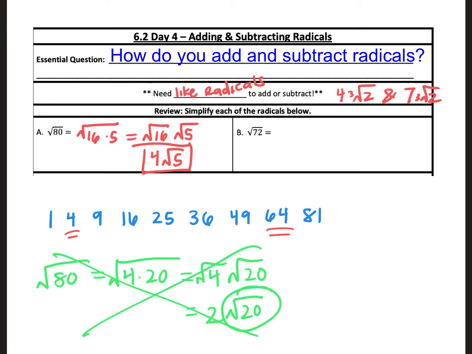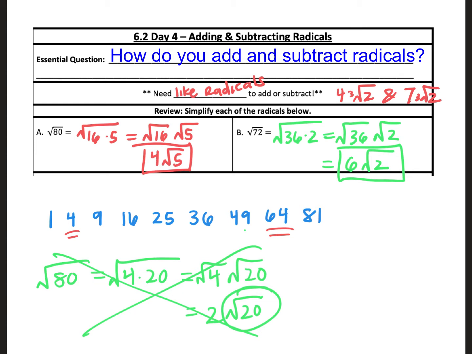For my second one, we have the square root of 72. Same thing. I'm going to start at 64 because that's just under 72. I can't divide 72 by 64 evenly. I can't divide it by 49 evenly, but I can divide it by 36. I know 72 is the same as 36 times 2. Again, I'm going to take the square root of both numbers separately. The square root of 36 gives me 6, and then we just have the square root of 2 left over. So my final answer would be 6 root 2.